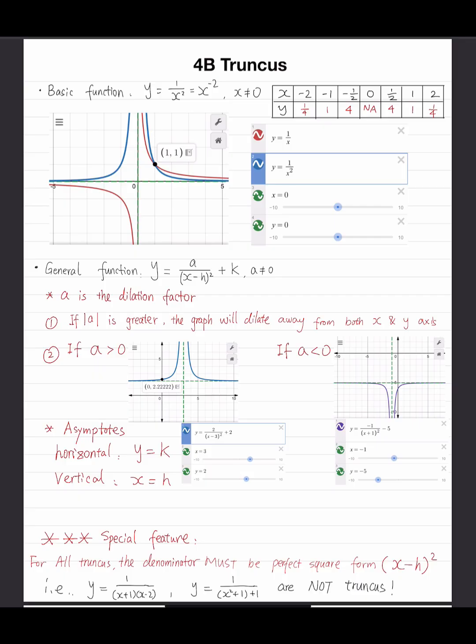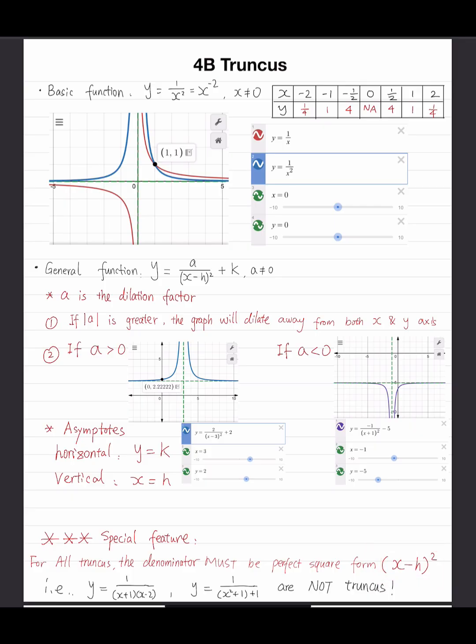Finally, we have the asymptotes, which are exactly the same as in the hyperbola case. The horizontal asymptote is where y equals k, and the vertical asymptote is where x equals h, which is the opposite of the numerical term next to the x. Now, what I'm going to show you is the special feature of the truncus. For all truncus graphs, the denominator must be in perfect square form.